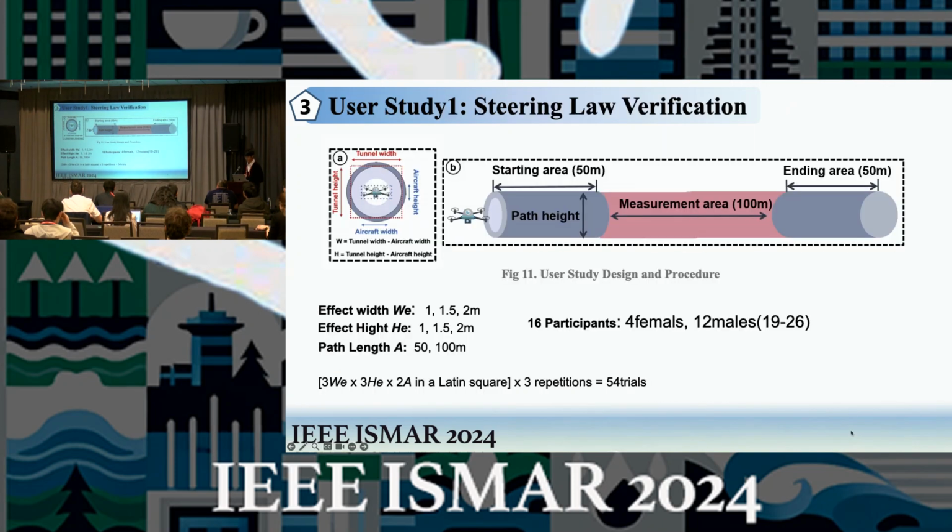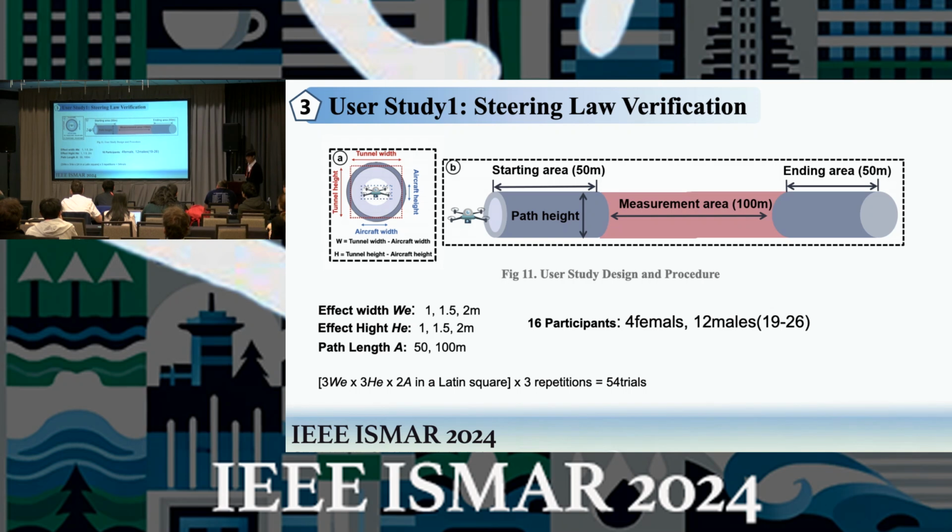We tested 3 widths, 3 heights, and 2 path lengths. With larger dimensions, participants found navigation easier, while smaller dimensions increased the challenge. Each participant was required to fly the virtual aircraft through a straight tunnel, resulting in 54 data points.